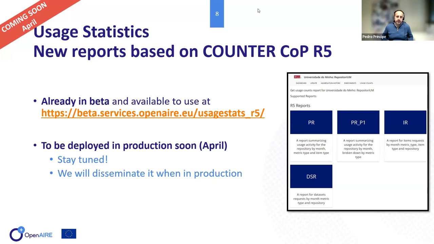Yeah, great, Andre. So now, explaining what we are doing to finish this important and relevant update related with the user statistics component. It's the availability of the new reports based on COUNTER release 5. We will have the possibility to get the data related with the four types of reports, mainly for now three types of reports. We have them already available in beta, and they will be deployed in production soon. We believe that we can do it in March, but we are promising April. So we will let you know when you can do that.